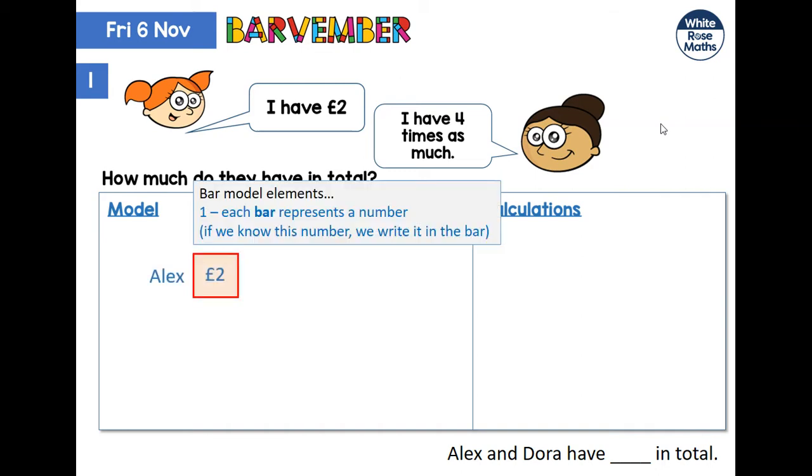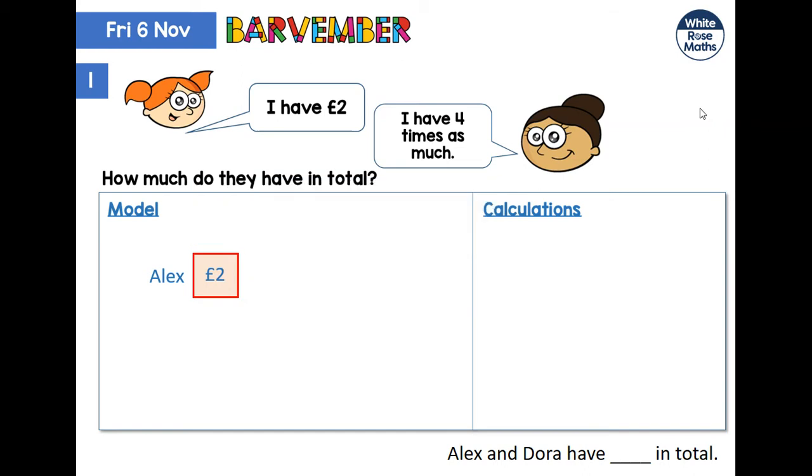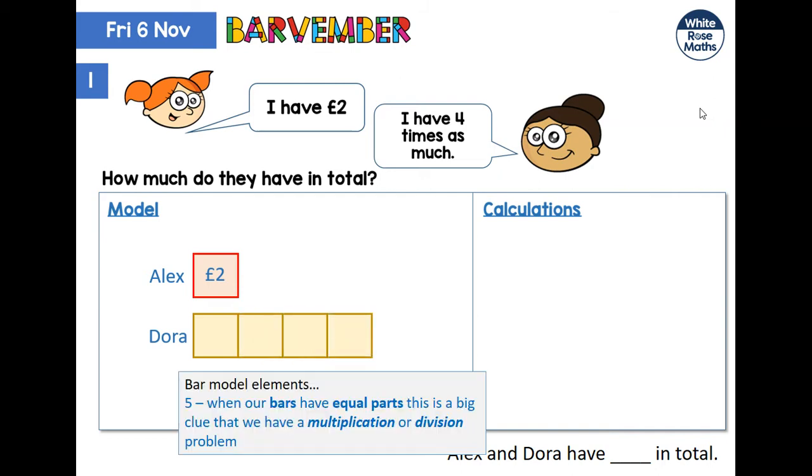So, question 1. I have £2. Our basic bar model element is a bar representing a number, and if we know this number, we write it in the bar. I have 4 times as much. So Dora here has 4 times as much.